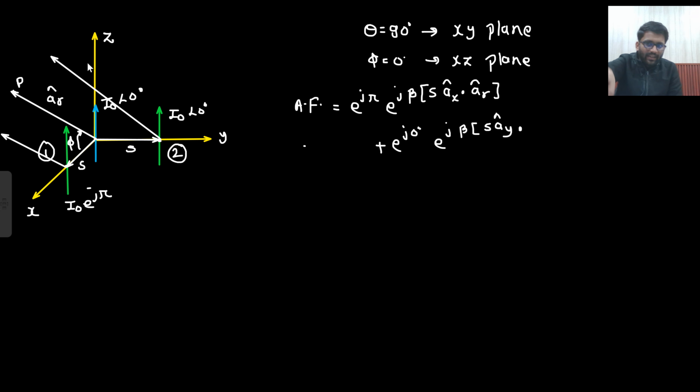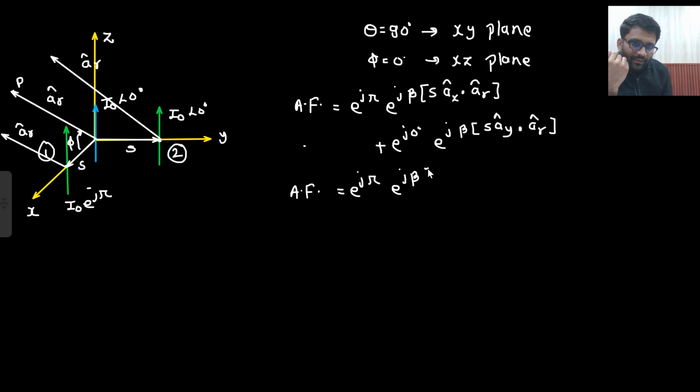Because this a_r cap, this is also a_r cap and this is also a_r cap. But with the dot product we do it with this a_r cap only. So s dot a_r cap. So what you will get? Array factor e to the power j pi, e to the power j beta, what is a_x dot a_r? If you remember a_x dot a_r, sin theta cos phi.